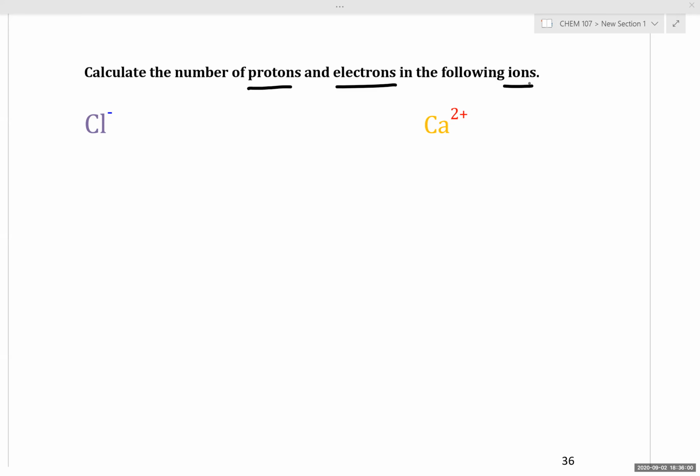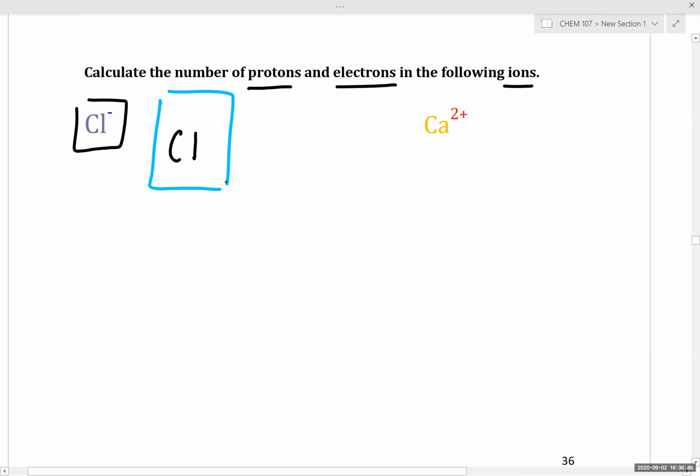Let's try to get a few more responses, and we'll discuss in about another minute. So let's discuss this example. Looking at Cl minus or chloride. So for chlorine, if we look in the periodic table, what is chlorine's atomic number? What is the number above chlorine's atomic symbol?